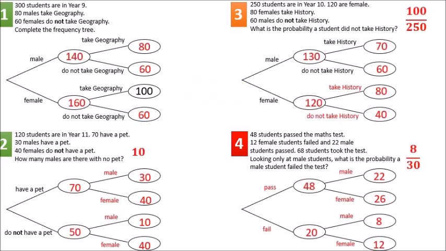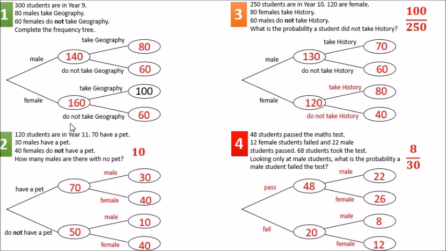So here are the answers to these problems. Question 1, 300 students in year 9, so this is 300 in total. I'm not worrying about the box here, but we have 80 males taking geography. So if we have males and takes geography, we have 80. If we have females that do not take geography, we have females and do not take geography being 60. Now this was given in the question, which means the total number of females was 160.